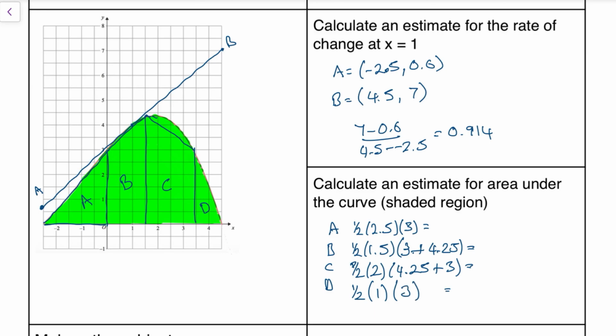I'm going to work all these things out. This first one is 3.75. This next one is 5.4375. Again, being a bit over accurate there, but let's write it down anyway. This next one is 7.25.